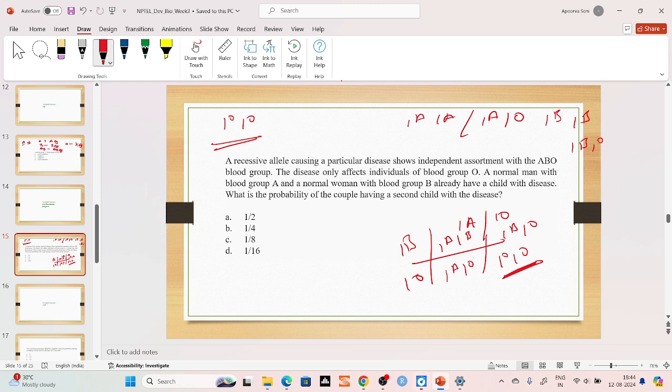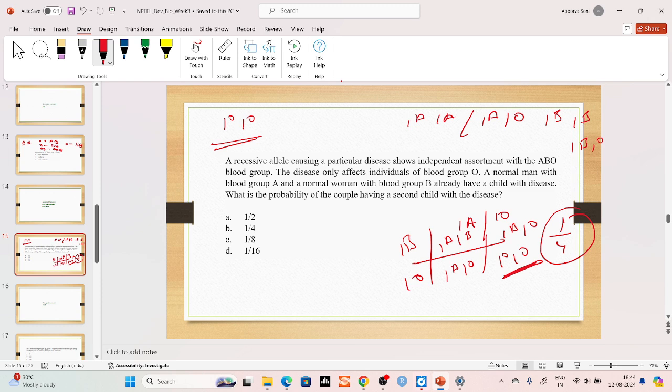So what is the probability? The probability is 1 by 4. So from here we can say the probability is 1 by 4. Now this is one thing. Another thing is inheritance of the disease.